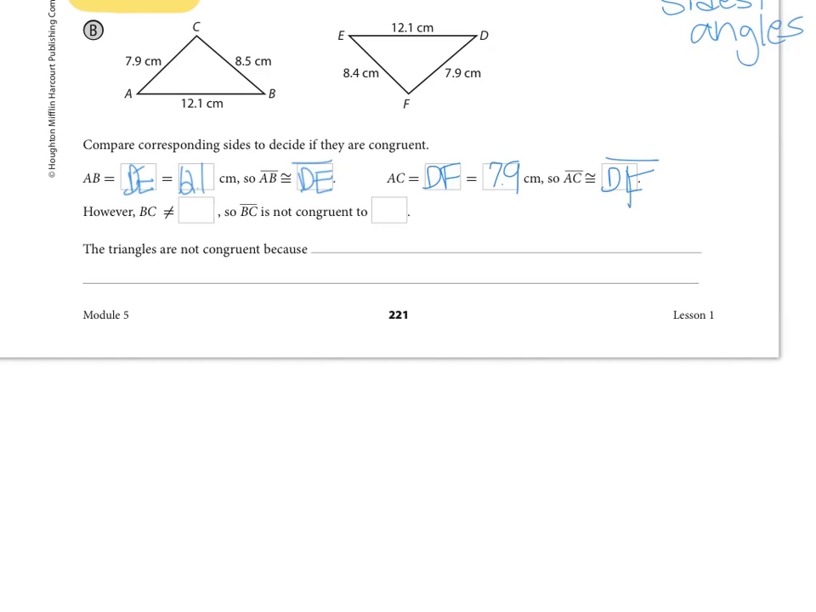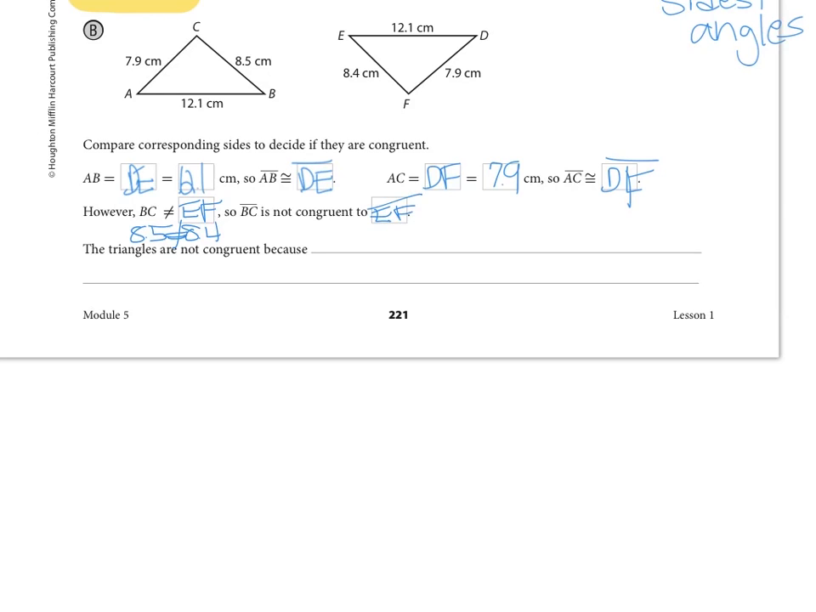However, as we look at the third pairing of sides, CB and EF, those are not the same value. The lengths of those sides, 8.5 and 8.4, obviously are not the same length. So BC is not congruent to side EF.